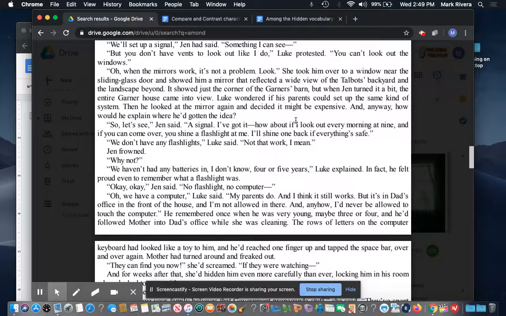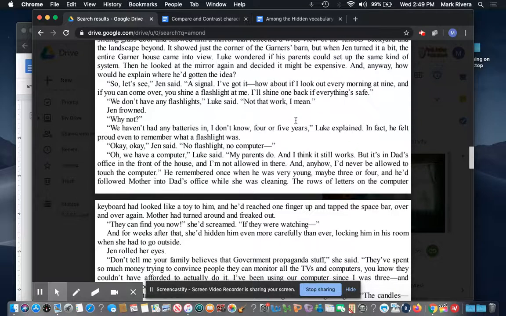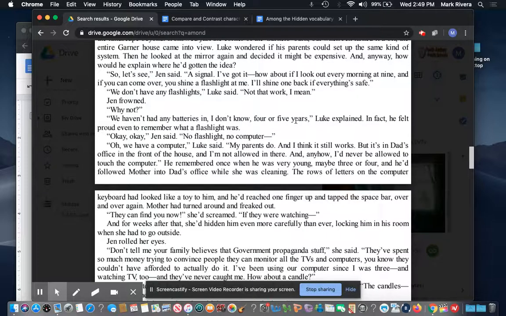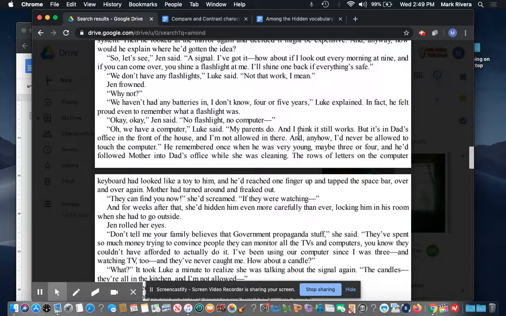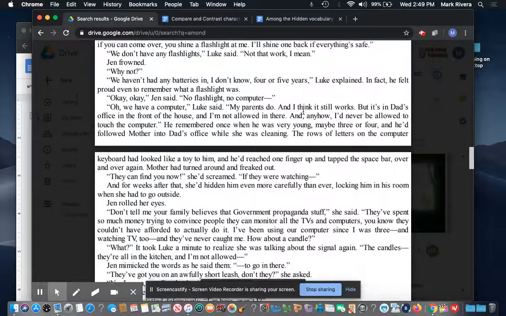"Let's see," Jen said. "A signal. I've got it. How about if I look out every morning at 9 and you come over here and shine your flashlight at me? I'll shine one back if everything's safe." "We don't have a flashlight," Luke said. "Not one that works, I mean." Jen frowned. "Why not?" "Well, we haven't had batteries in, I don't know, 5 years," Luke explained. In fact, he felt proud even to remember what a flashlight was.